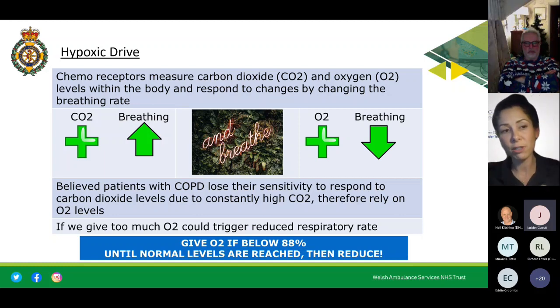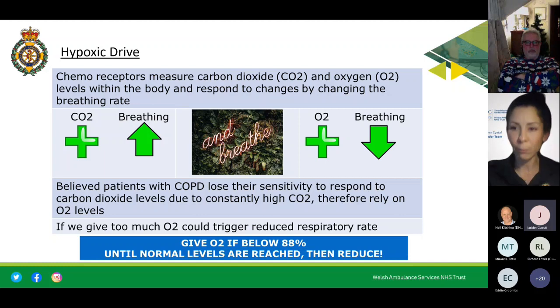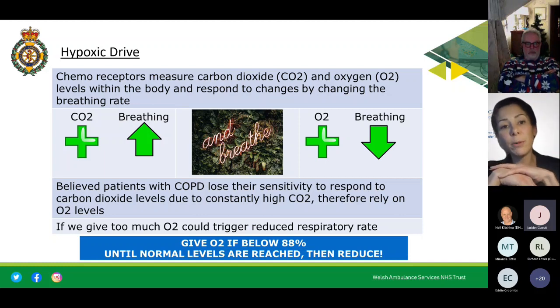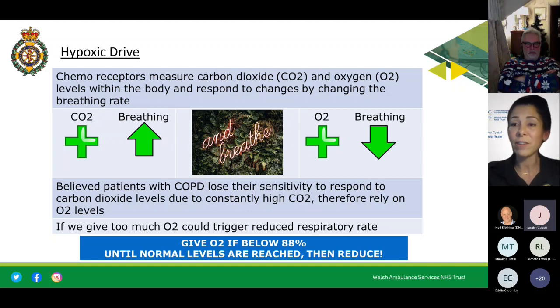So as the picture shows there, if you've got increased CO2, it'll say we need to get rid of this, let's increase our breathing, and we breathe more. Likewise though, if we have increased oxygen levels, it'll say happy days, we've got enough, thanks very much, let's slow that breathing down. So that will continually be monitored throughout our body and send those messages to our brain, which will help control our respiratory rate.